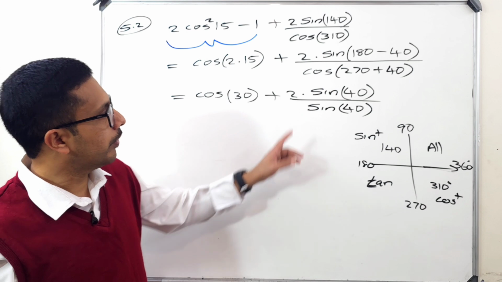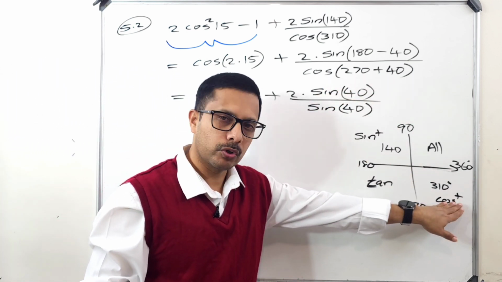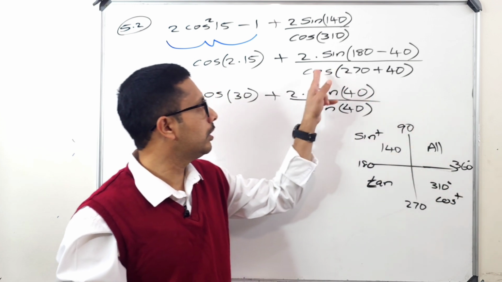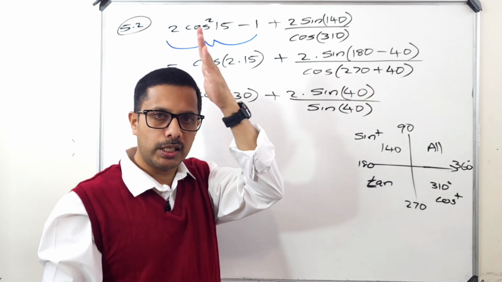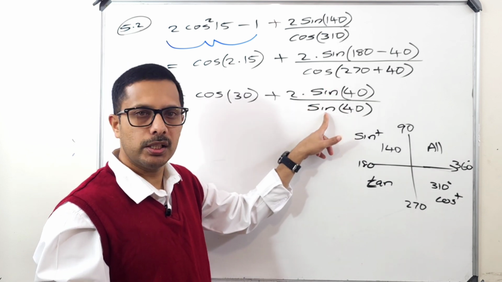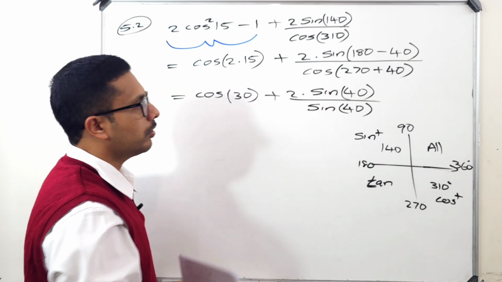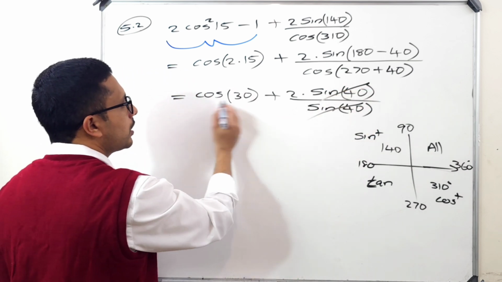Anyway, cos of 270 plus 40 is in the fourth quadrant. In the fourth quadrant cos is positive. Here also cos, so it is positive, but based on the vertical line, you have to change to its co-function. What is the co-function of cos? It is sine, sine 40. Is it not that this sine 40 and this sine 40 you can cancel?